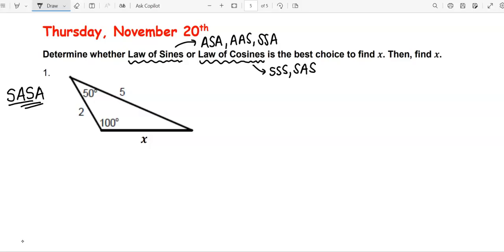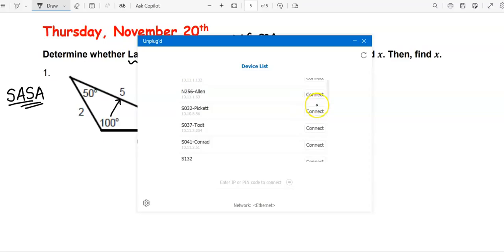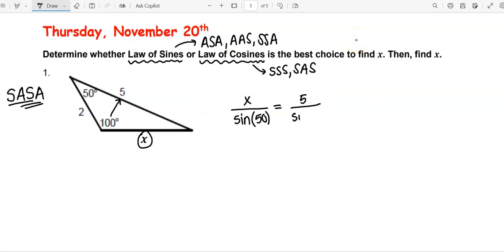So if I'm using law of sines, I want to find x, which is a side length, so I'm going to go x over, if it's a side length, then it goes over the sine of its opposite angle, which is 50, equals. Since I started with a side length on top, I need a side length on top next. I'm going to choose the angle that I already know, which is 100, and pick its opposite side, which is 5, over sine of 100. If I chose 2, then I would have to find out what this angle is, and I don't have to do that, so I'm just going to use 100. The only thing I need to do to solve for x is multiply both sides by sine of 50.